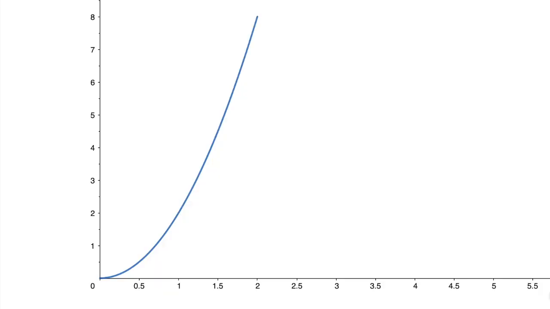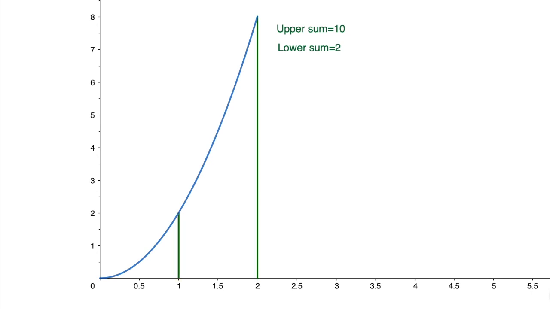We plot the function 2 times t squared over the interval 0 to 2. We start with n equals 1. The upper estimate of the area is the value of the function at the right end times the length of the interval, 8 times 2, which equals 16. The lower bound is 0 because the minimum value of the function in the interval is 0, so 0 times 2 gives 0. Let's increase n to 2, so we now have 2 subintervals.